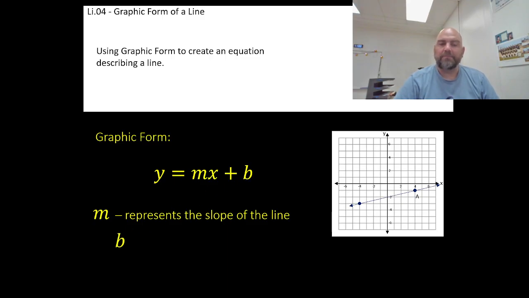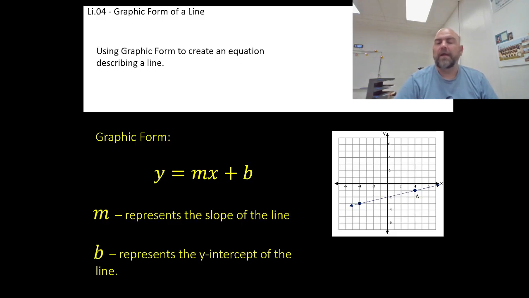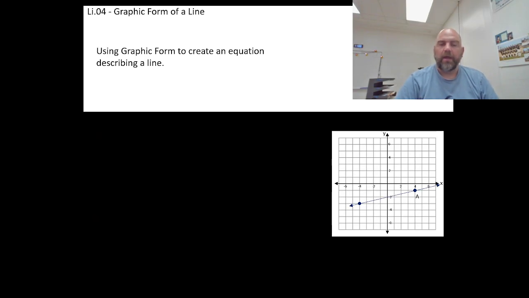The second one, that b, represents the y-intercept of the line. It represents where it crosses over the y-axis. If you look at the little graph on the right, it represents -2. That's where it crosses over, which we'll get into in just a minute as we finish this example. But it also can represent the starting point of a problem. So if a line is going up, but it starts at a certain point, that starting point is going to be our b value. It's our y-intercept.